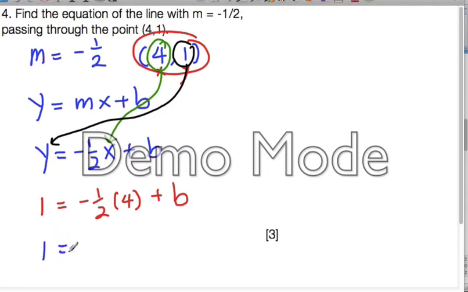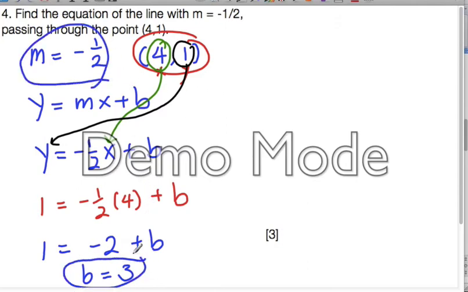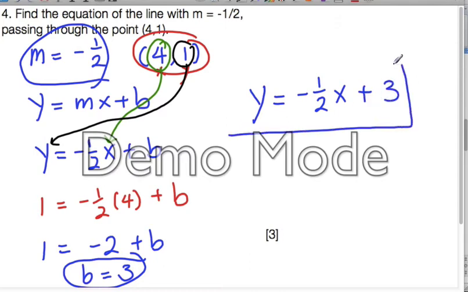And now I'm going to solve for b. So 1 is equal to negative 1/2 times 4 is negative 2 plus b, and if you add 2 to both sides, you will see that b is equal to 3. Now, since I know my slope and y-intercept, I can write my equation. y is equal to negative 1/2 x plus 3. And there you go.